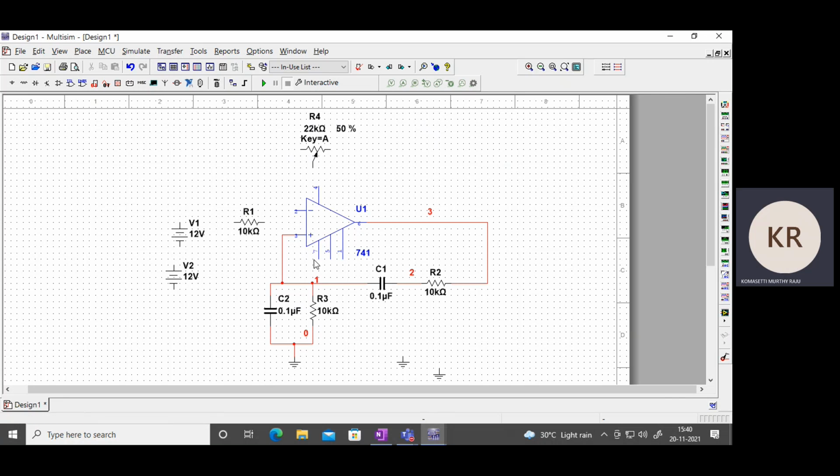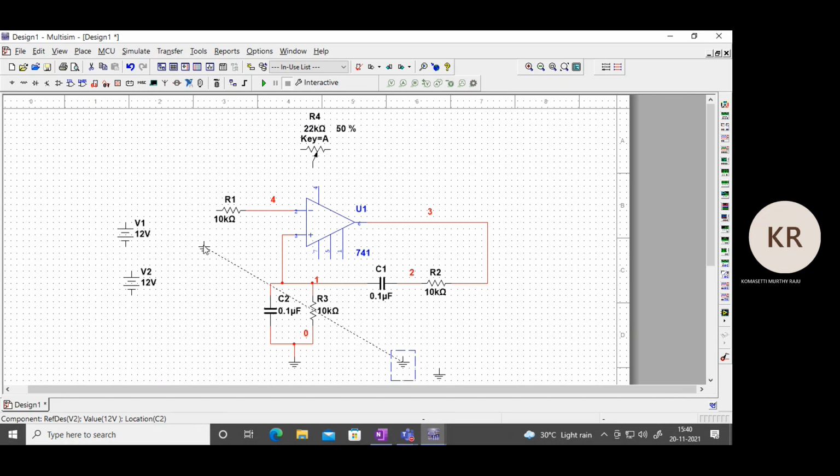Okay. Here a 10 kilo ohm resistance is there. This 10 kilo ohm resistance is connected to here. Another end is connected to ground. All connections are indicated in the design circuit.